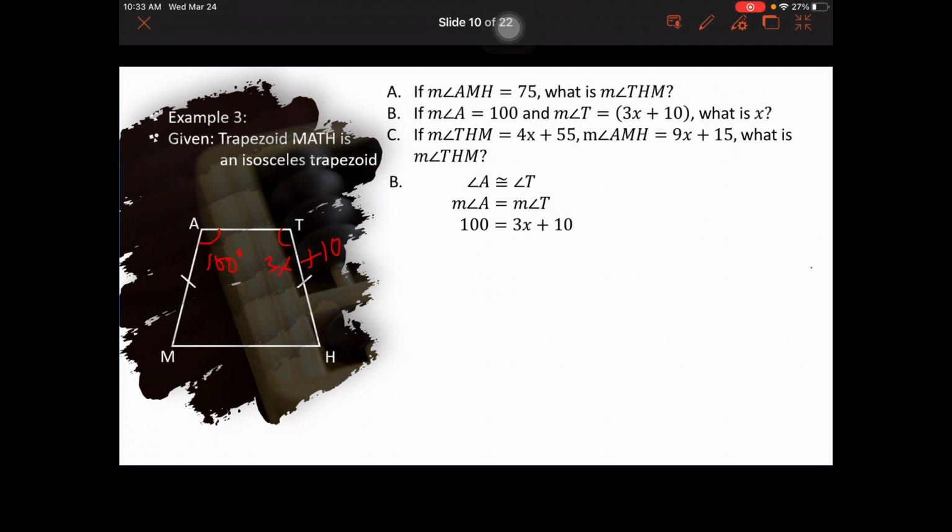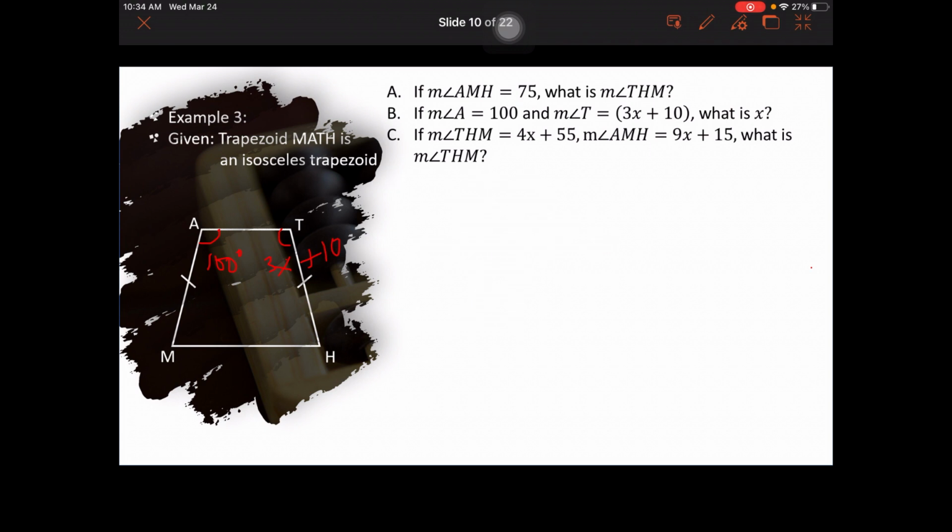Then, by addition property of equality, hanapin natin yung additive inverse ng 10. Makakuha tayo ng negative 10. Kaya po, minus 10 sa left side, minus 10 din sa right side. 100 minus 10. Then, 3x plus 10 minus 10. Then, simplify. Kakam up tayo sa 90 is equal to 3x. And then, divide both sides by 3. That is 30 is equal to x, or x is equal to 30. Yun nga po yung nahanap, the value of x.